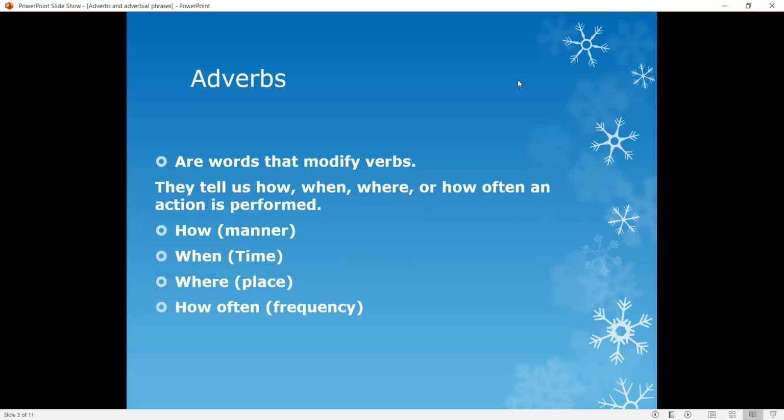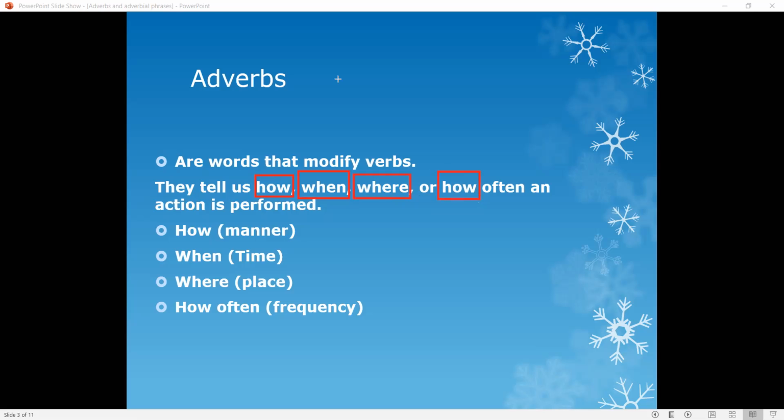All right, adverbs. Now we're going to learn what they are: words that modify verbs. Again, as we said, adverbs add to verbs. They tell us how, when, where, or how often an action is performed. One adverb cannot describe all of these. One adverb only describes either how, or when, or where, or how often.